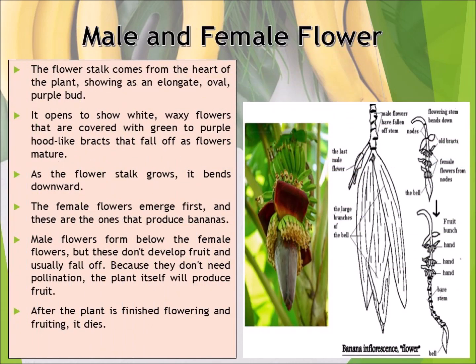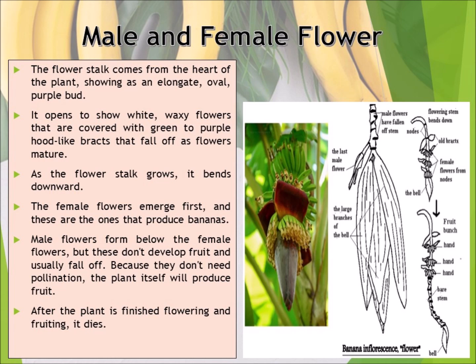Then I will continue about the male and female flower part of banana. First, the flower stalk comes from the heart of the plant, showing as an elongate, oval, and purple bud. It opens to show white, waxy flowers that are covered with green to purple hood-like braids that fall off as flower mature. As the flower stalk grows, it bends downward.